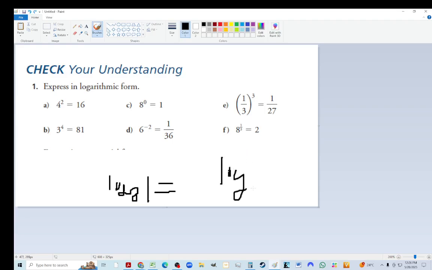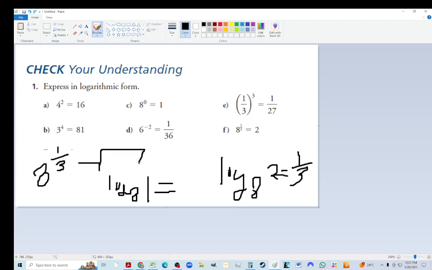Log base 8. The result is 2. What do I put over 8 to get 2? You might say, what? What's a third? Well, remember that 8 to the third. Remember this rule. You have to memorize your exponent rules. This is the power. This is the root, which means the cube root of 8.